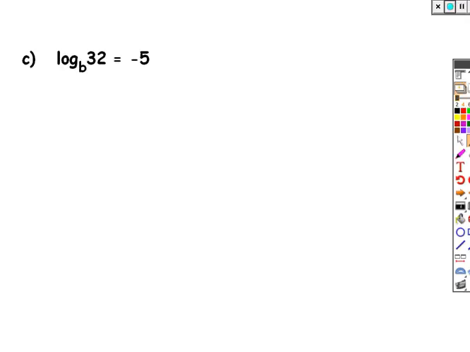Here's another one. Now I want to solve for the base. So if I were solving and setting this up, well, my base now is b. So I don't know the base. What is the exponent? Well, a logarithm is an exponent, so that's my exponent, -5. And b to the -5th, that should equal the argument, which is 32.